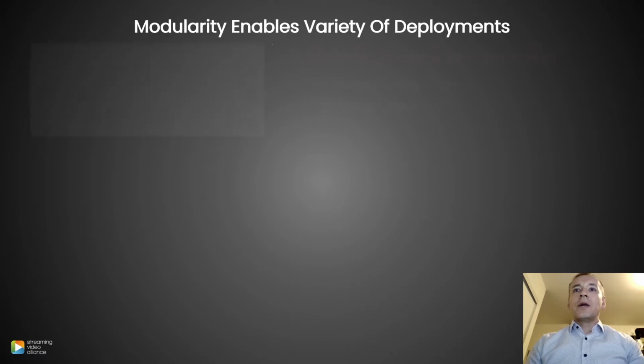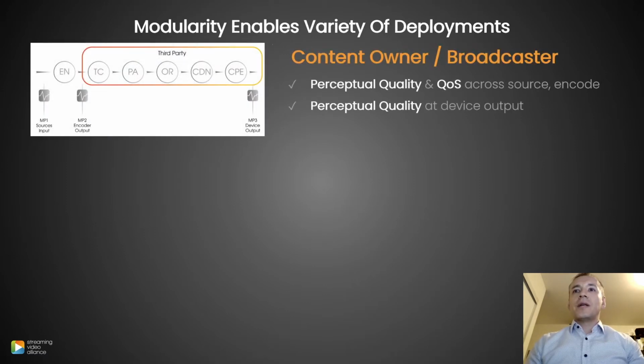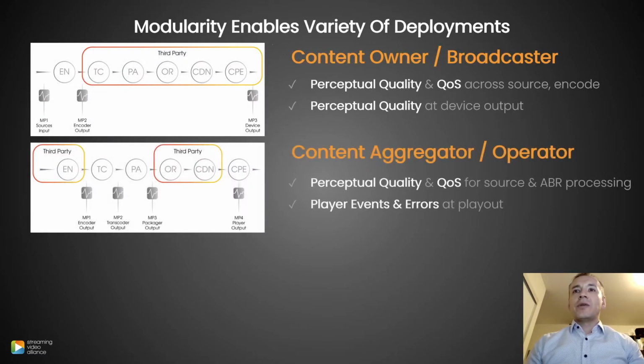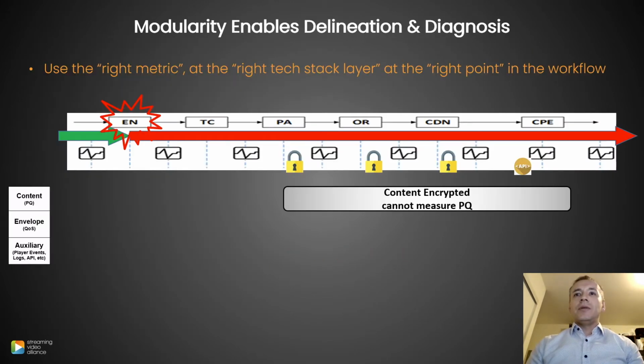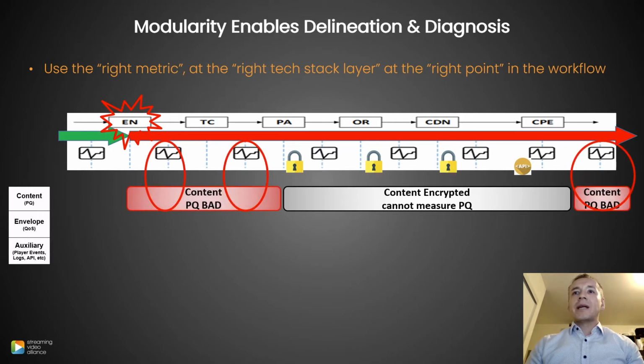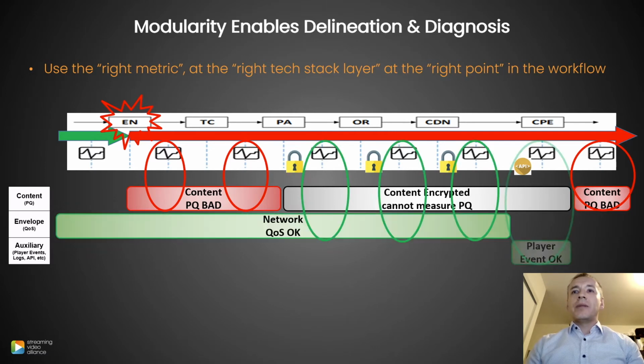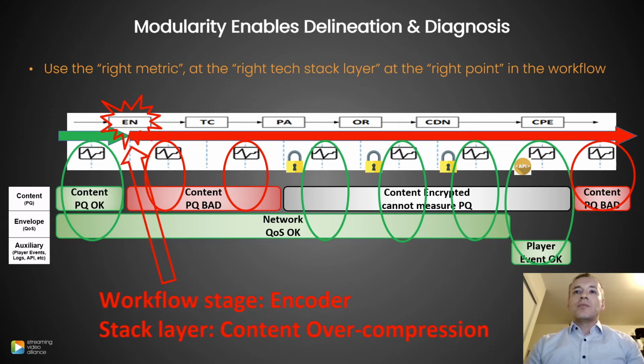For example, a content owner can measure PQ at source encode and device output, a service operator can measure PQ through its ABR processing and can obtain player metrics, and a CDN provider can check QoS across its delivery. This also helps with delineation and diagnosis. In this example, PQ metrics detect impact at encoder, transcoder, and device output. However, QoS and player metrics show no network issues, and PQ is good at source. Hence, root cause is delineated to encoder compression.